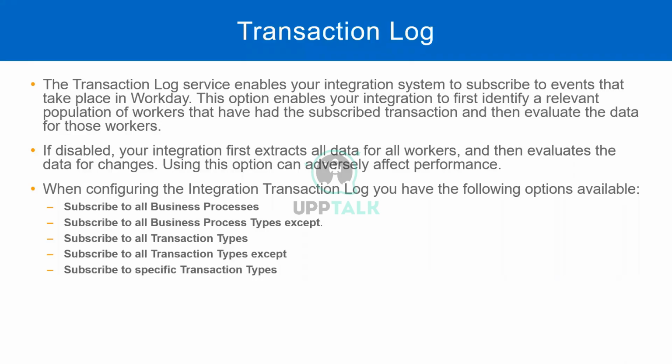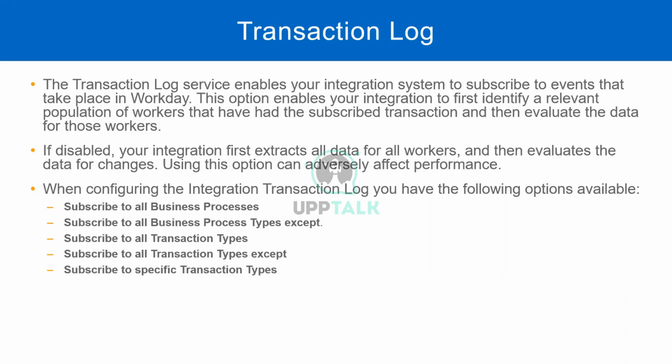And again for transaction, you can select, OK, subscribe to all transaction types except a few. And then you can subscribe to some specific transaction types. Now, that is the default option and the most popular option that we choose. Subscribe to specific transaction types, because that makes our process the most efficient, where we choose which are the transaction types that we want to monitor.